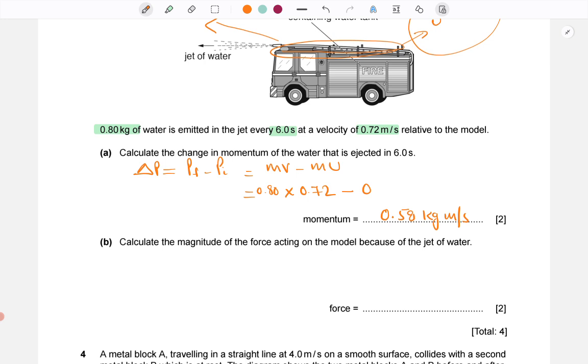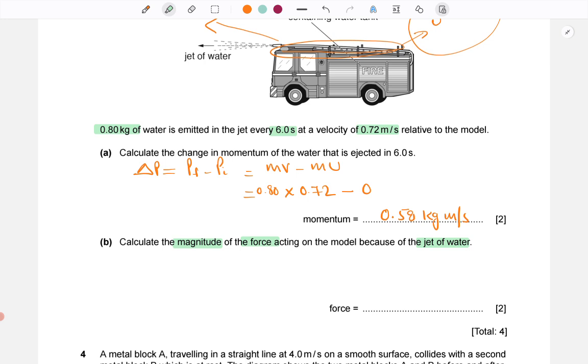Calculate the magnitude of the force acting on the model because of the jet of water. So what are we supposed to calculate here? We have to calculate force because of the jet of water. The word magnitude means numbers. So you have to tell the force in the form of 20, 30, 40. Whenever the word magnitude is mentioned, don't write that the force is increasing or decreasing. Magnitude means you have to calculate the force in the form of numbers.